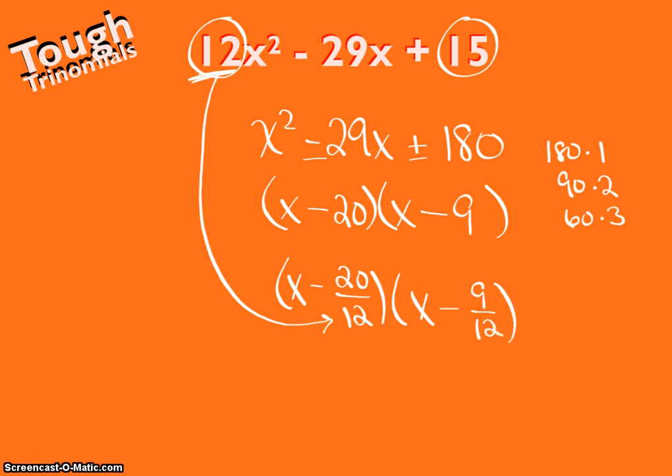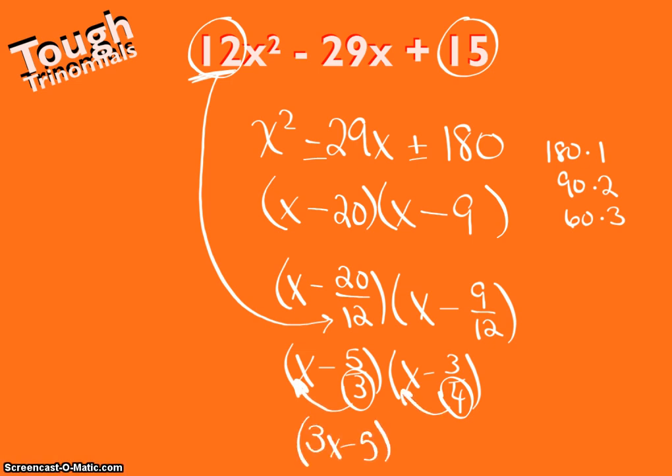And then, if you remember from last time, we reduced. It's very important that you reduce first. X minus 20 over 12 reduces to, so I just cut it in half and cut it in half again, so it'd be like 10 over 6, then 5 over 3, so 5/3. And then 9 over 12 reduces to 3 over 4. Right, and then if you remember what happens to these guys, they sneak back up into the coefficient in front of x, and you get 3x minus 5 and 4x minus 3.